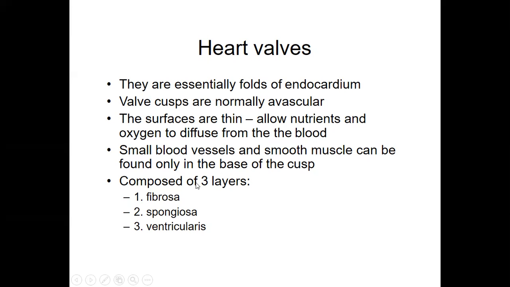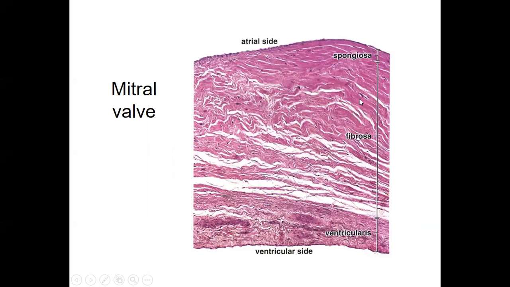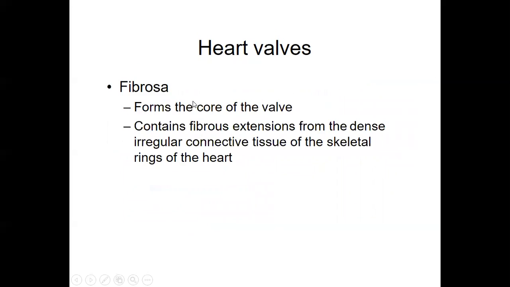The heart valve is composed of three layers: the fibrosa layer, the spongiosa layer, and also the ventricularis. Okay, so these are the three layers of the heart valve. For the fibrosa, it forms the core of the valve. Let me show you. You can see here, this is the fibrosa. This is an example of the mitral valve.